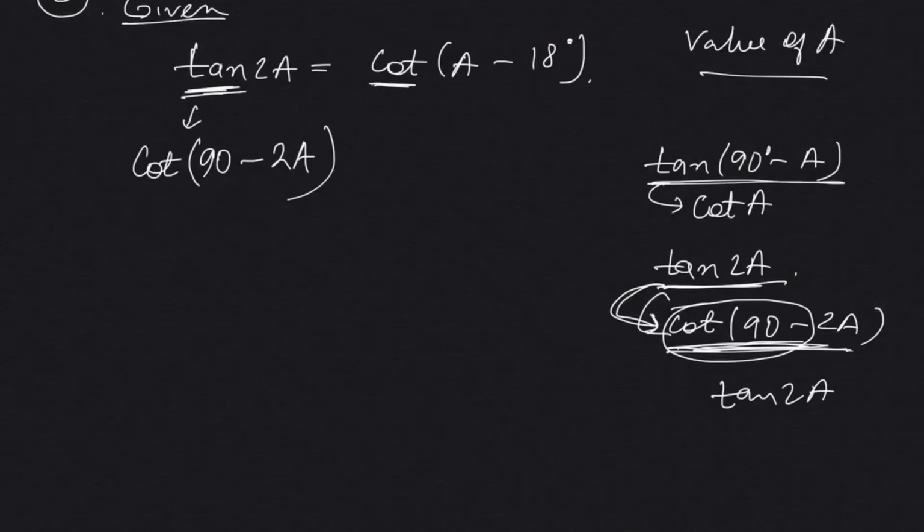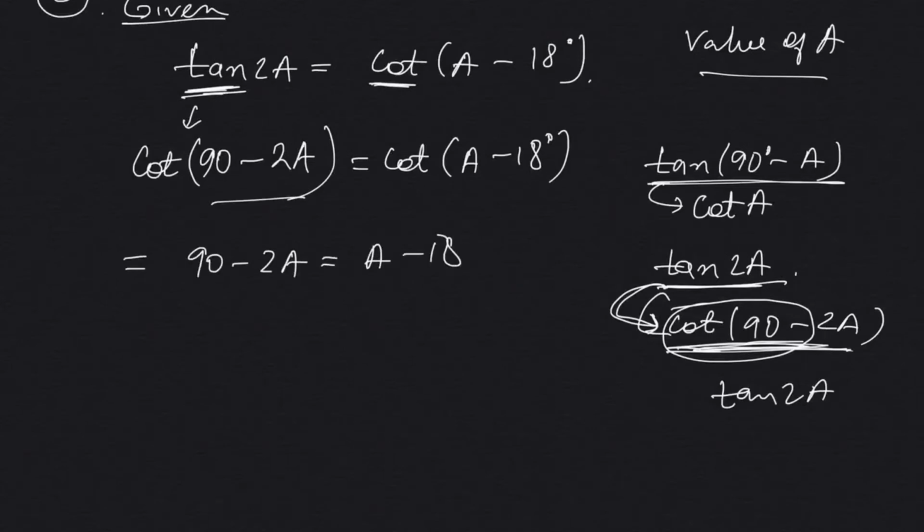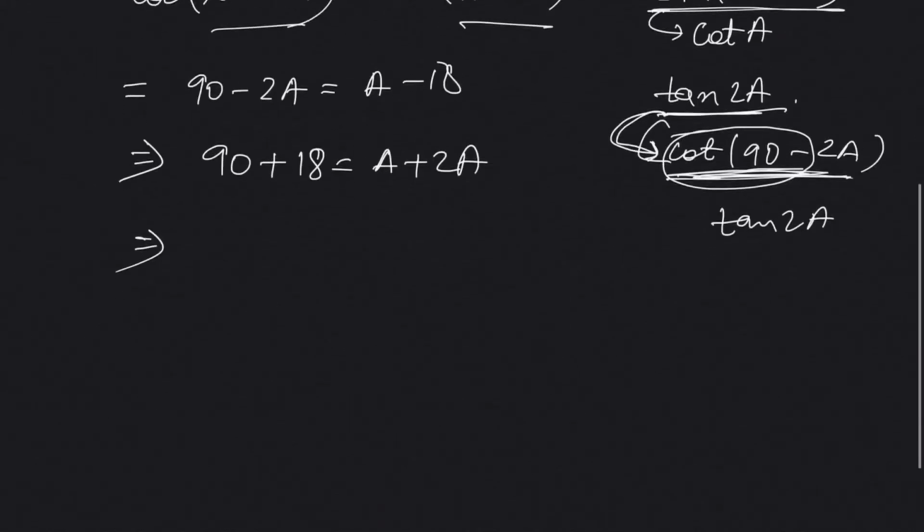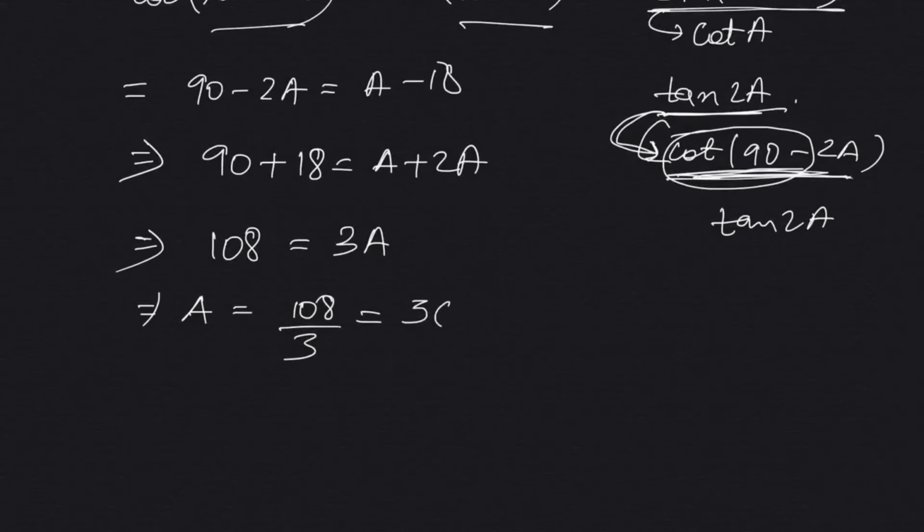Cot (90 minus 2a) equals cot (a minus 18 degrees). You can cancel the cot on both sides, so you get 90 minus 2a equals a minus 18. So this is nothing but 90 plus 18 equals a plus 2a. This implies 108 equals 3a, so a equals 108 divided by 3. That will give you 3 3s are 9, 36. So the value of a equals 36 degrees.